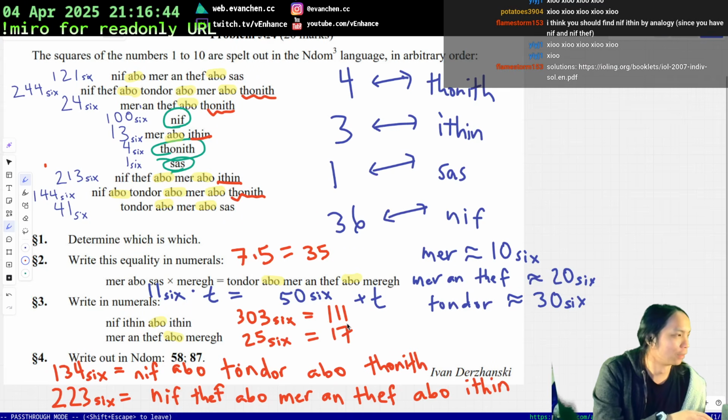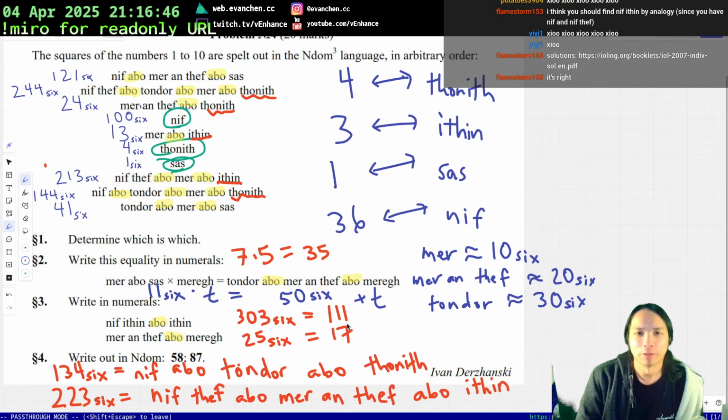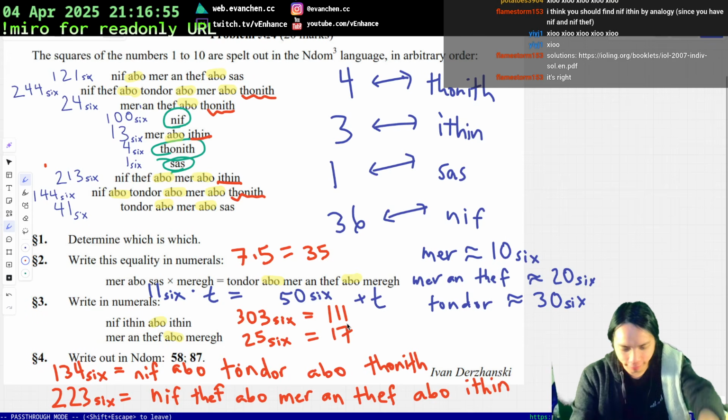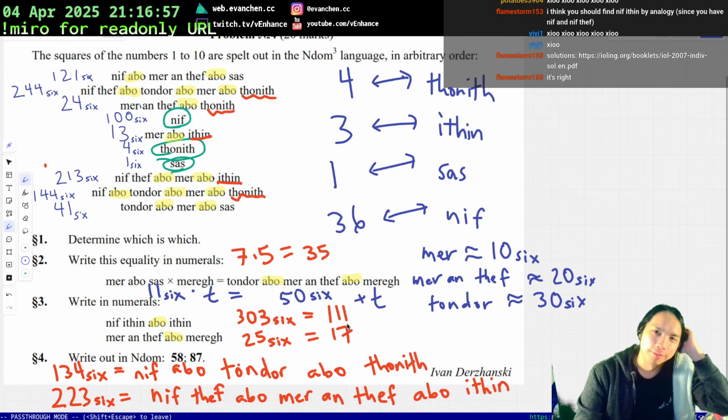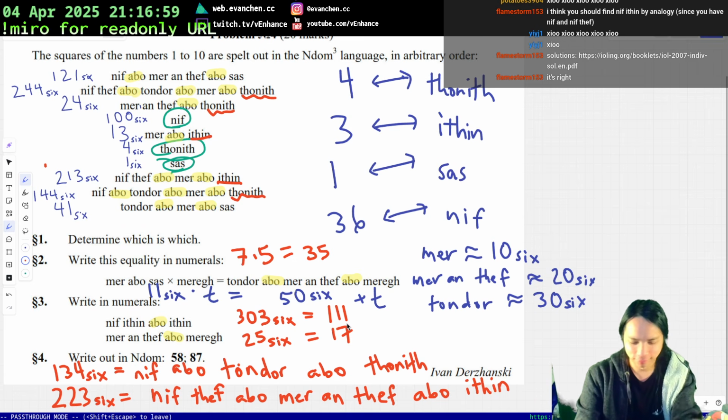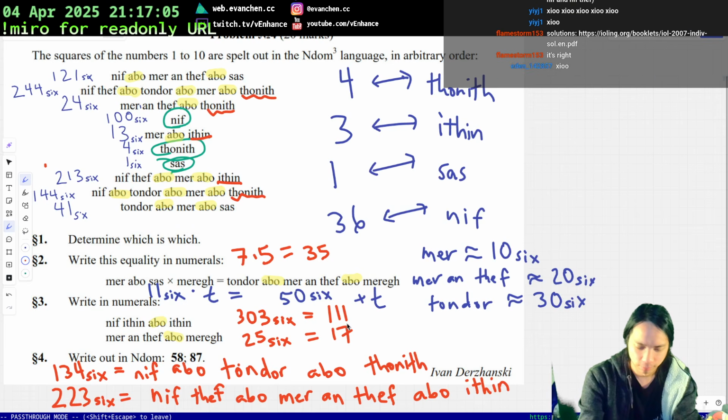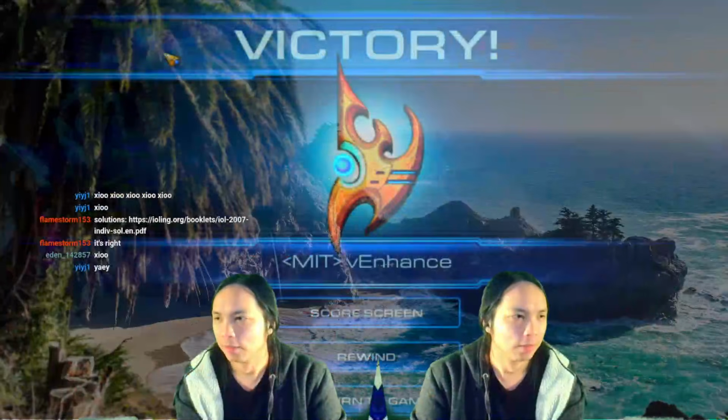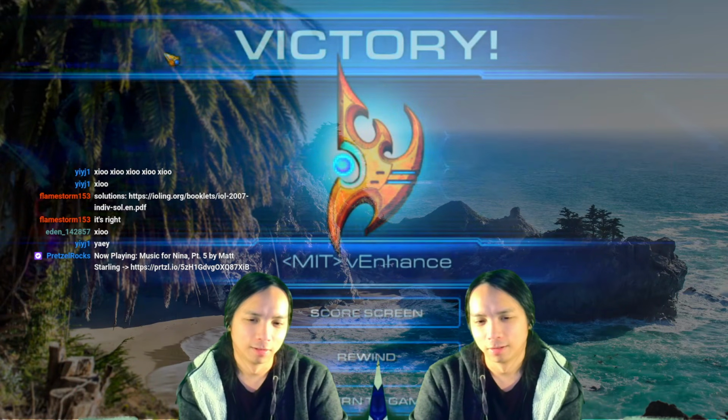Okay, and then I just read the comment. Okay. Yeah, nif thef and mer and thef. And then yeah, thef seems like it should be a digit 2. 2 is not a quadratic number, so you need modulus 6. Alright, we did it! Alright. Amazing. Okay, that was good.